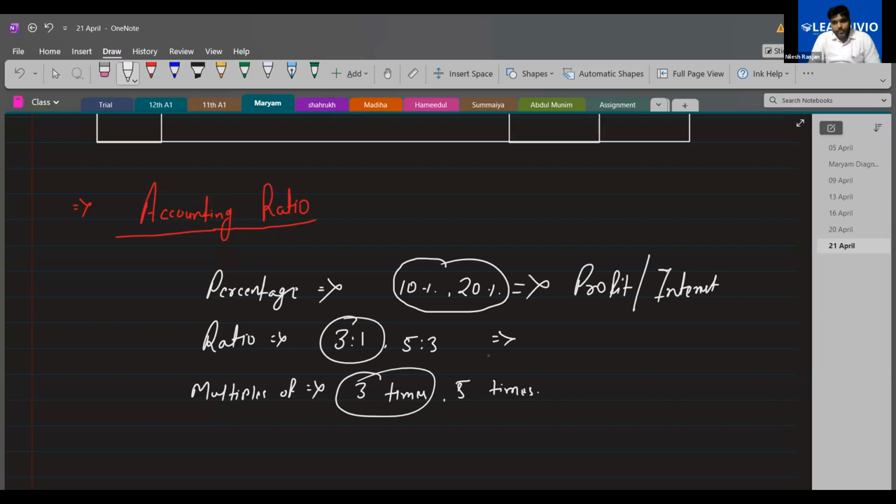Is it part of analysis? So that's why it is called ratio analysis. Now I will share a PowerPoint presentation.